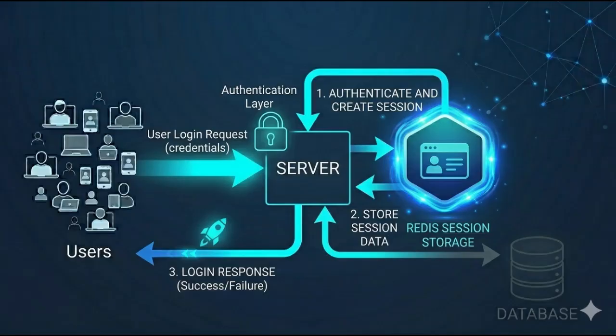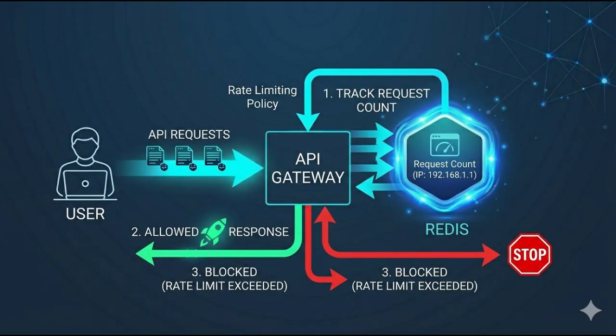Another powerful use case is rate limiting. For example, you might want to limit a user to 100 API requests per minute. Redis can track how many requests a user has made and block them if they exceed the rate limit. This is very useful for preventing abuse, protecting the API, and avoiding server overload.